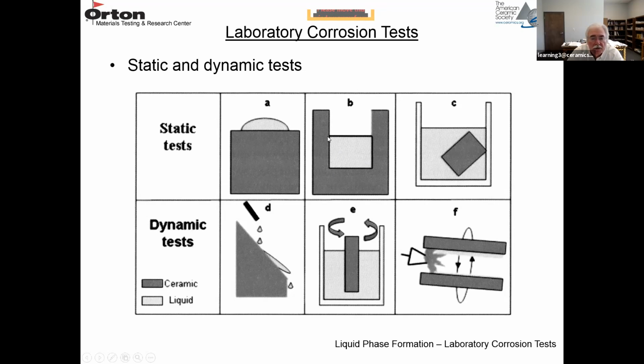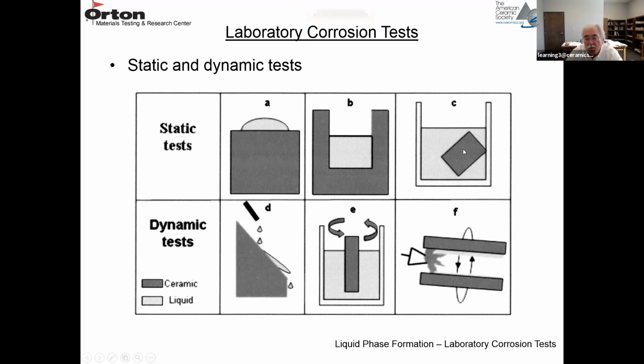You can measure a cut line if some of the refractory dissolved. You can measure the penetration if the slag penetrated and dissolved or diffused into the refractory. And if you want to study it in more detail, you can cut a polished section out and look at it under a microscope and see what exactly is reacting.